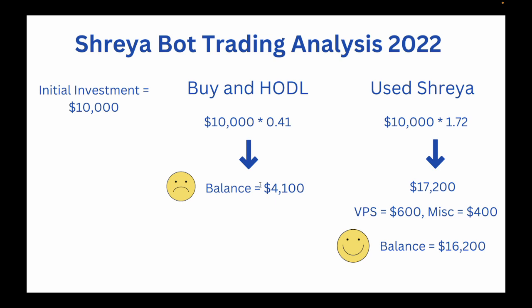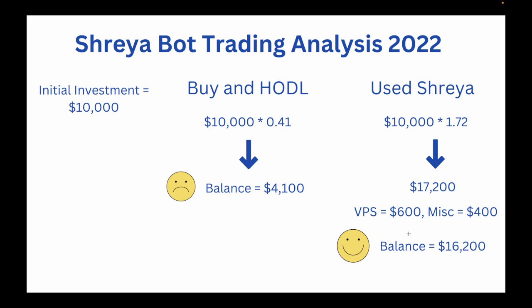But let's say you use the Shreya Bot and you bought about $10,000 worth of BTC, and then you had the Shreya Bot trade that for you. You currently have a return of 1.72, so you can see your current balance is about $17,200. But when you take out the cost of the VPS and the miscellaneous costs, which include the cost to buy the Shreya Bot and some other things as well.